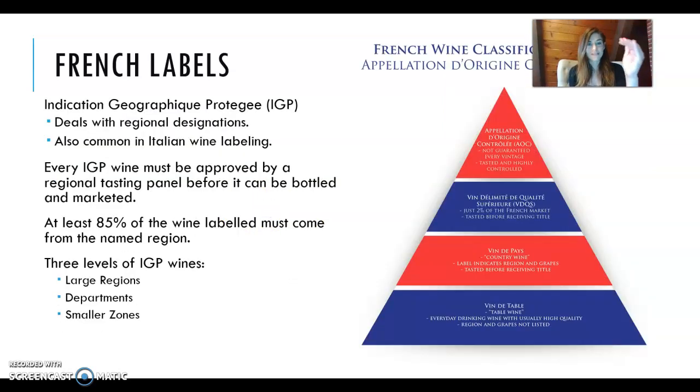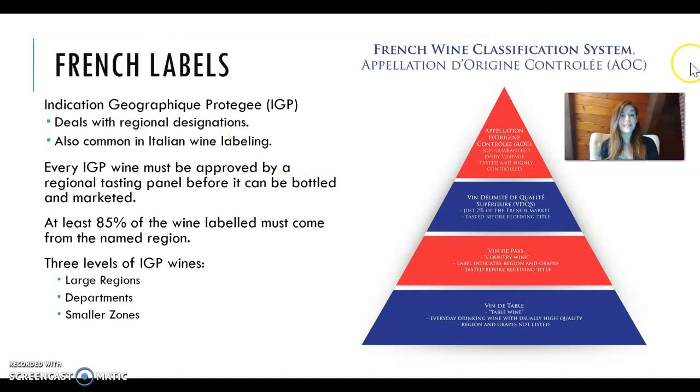This also gives you an idea about how the French labeling system is done. Once again, it goes from the larger region, to departments, to smaller zones. And this is very, very difficult. I've been learning wine for a long time, and I still am no expert when it comes to Italian, Spanish, and definitely French labels. But this gives you an overview.